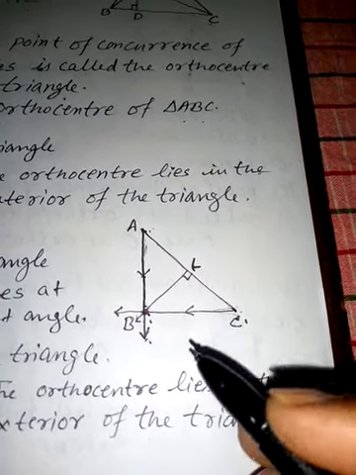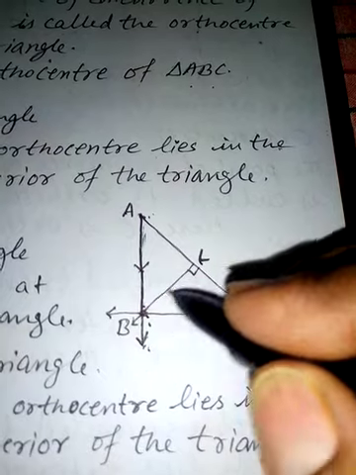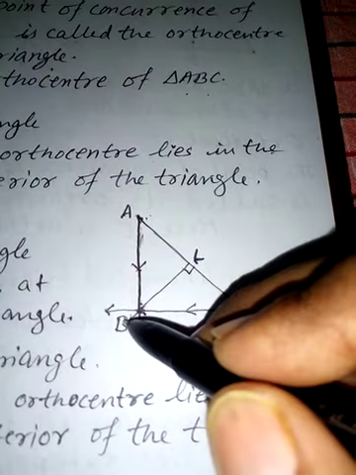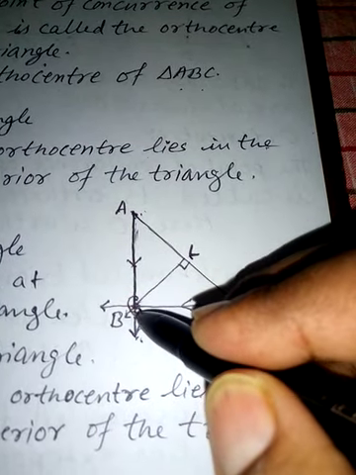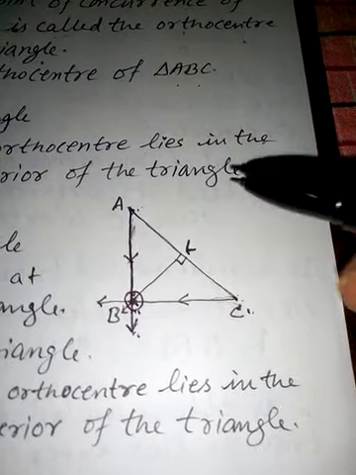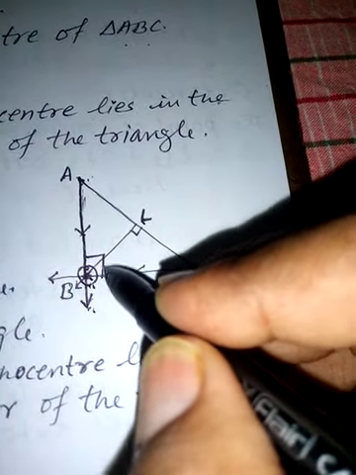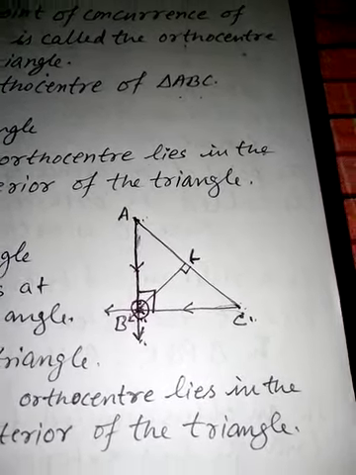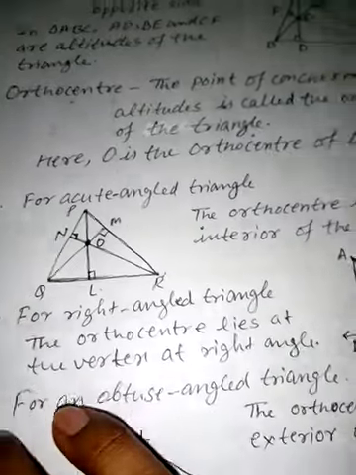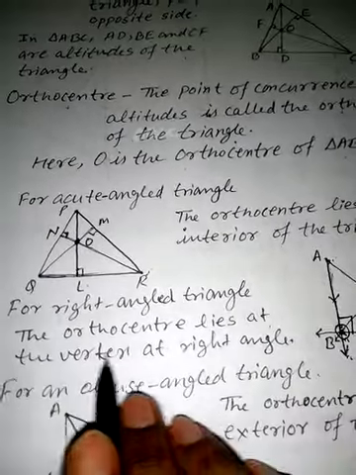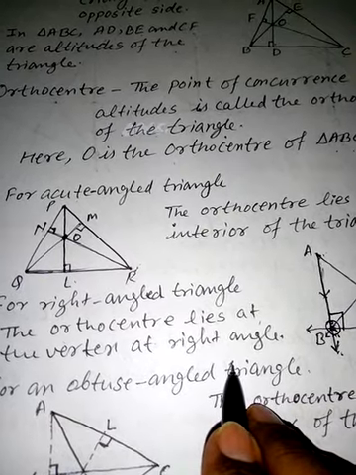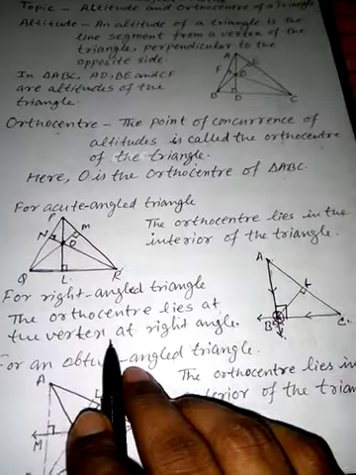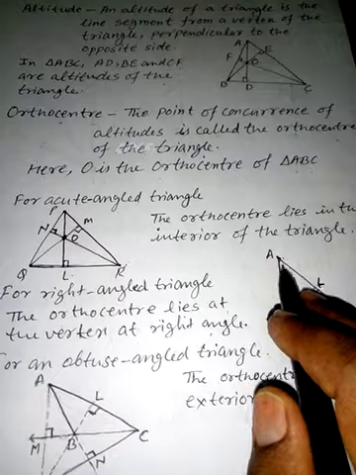Hence, we can see that all the altitudes AB, LB and CB all meet at a point B, that is the vertex where right angle form. So we can say that the orthocenter lies at the vertex at a right angle. The orthocenter lies at the vertex at a right angle in a right angle triangle ABC.